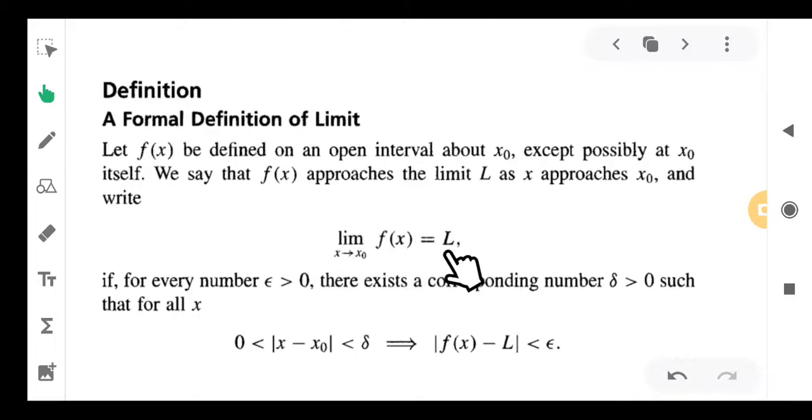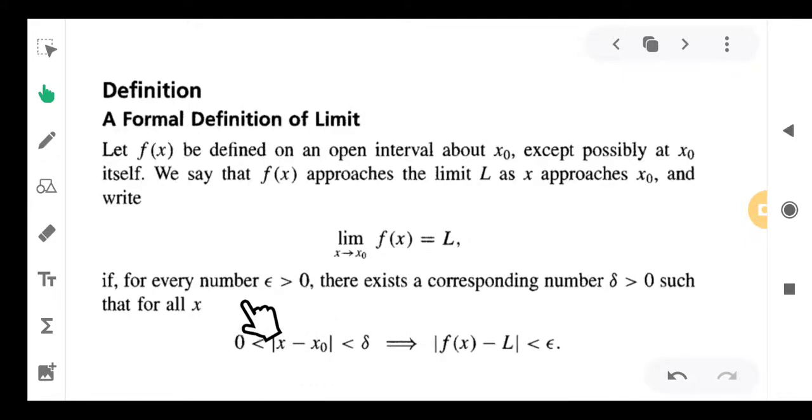And we write this well-known notation, limit of f of x as x tends to x0 is L, if for every epsilon greater than 0, there exists a corresponding number delta greater than 0, such that whenever x lies within a distance less than delta from x0, then f of x will be having a distance less than epsilon from L. So for all x satisfying this inequality, this will hold.